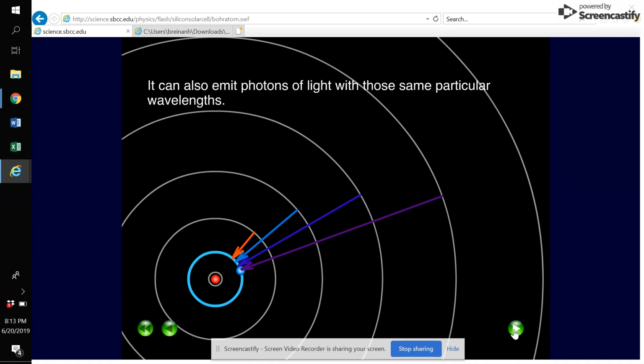The final two screens will show that each different photon emitted will show up as a specific spectral line. These are the lines we saw on the spectroscope looking at the fluorescent lights. Each corresponds to the energy difference between two orbits and has a specific wavelength.